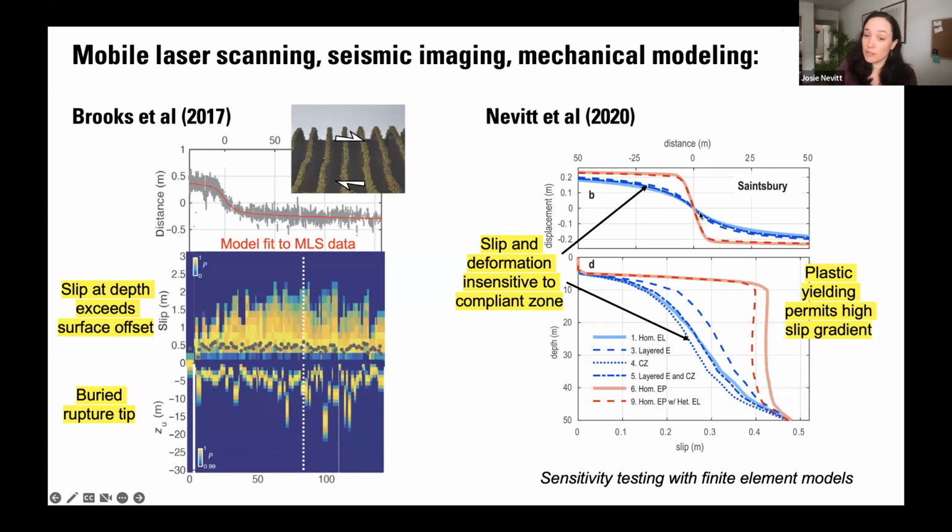in order to fit the geodetic data, the modeled slip distribution needed to have this high slip gradient at the fault tip, and that this was only permissible by including plastic yielding in the material.